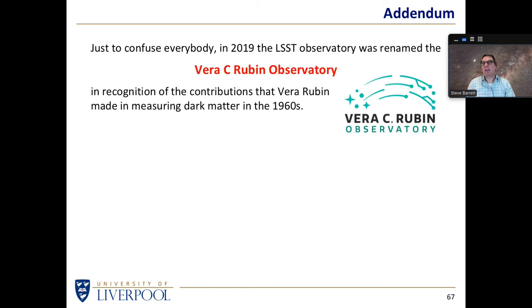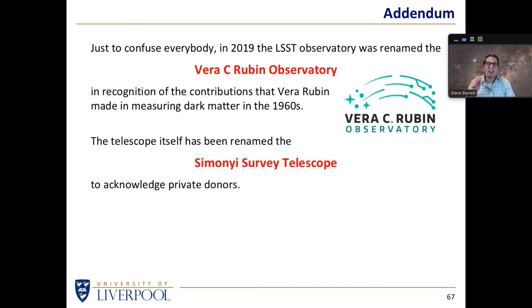A final point about the labelling of these things. The LSST is the Large Synoptic Survey Telescope. But just to confuse everybody, a little while ago they decided to rename the LSST Observatory the Vera C. Rubin Observatory in recognition of the contributions that Vera Rubin made in measuring dark matter in the 1960s, looking at rotation curves of stars going around galaxies. So the LSST Observatory is now the Vera C. Rubin Observatory. The telescope itself has been renamed the Chamonix Survey Telescope to acknowledge the fact that private donors have put cash on the table, and so the telescope has now been renamed.